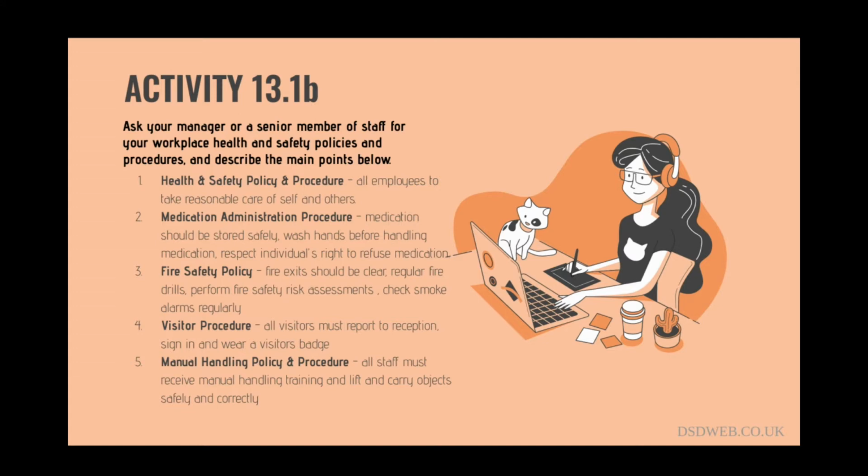Activity 13.1b asks you to speak to your manager or a senior member of staff about your organisation's health and safety, and then write down the main points of 4 of your employer's policies and procedures. Of course, this is going to vary between employers and whatever your duty and role is. So it's important that you check the specific agreed ways of working for your own setting.